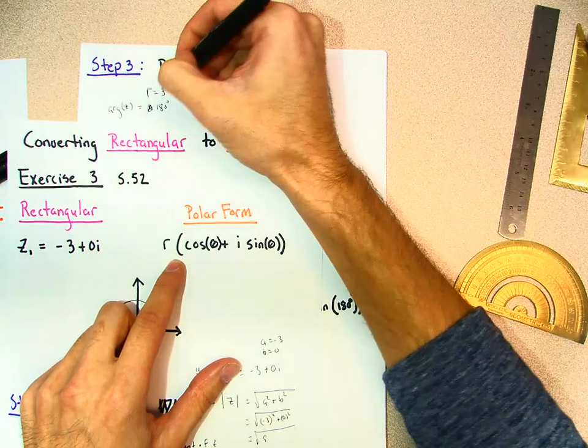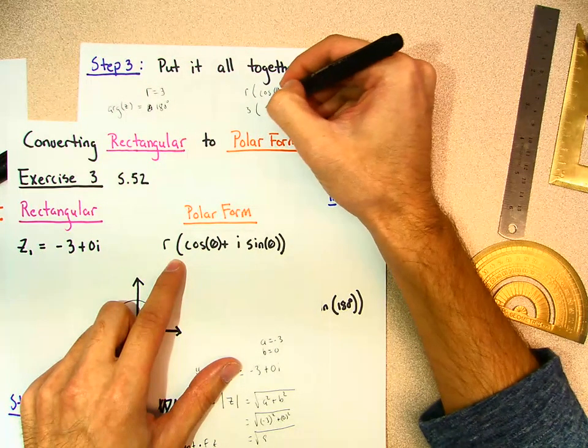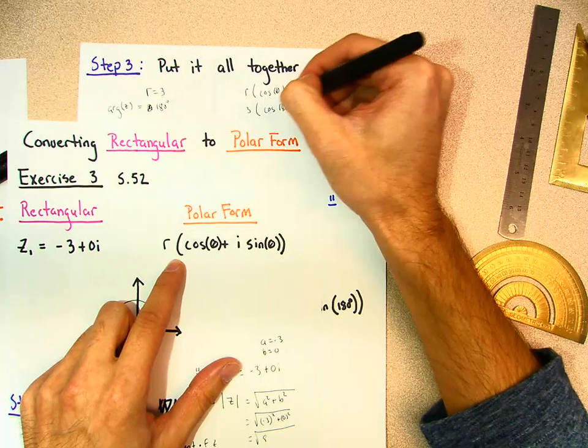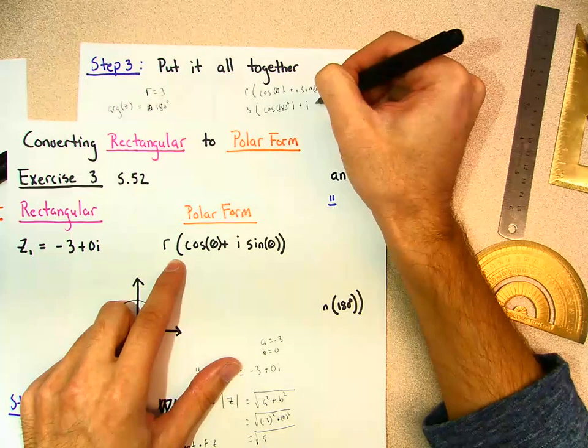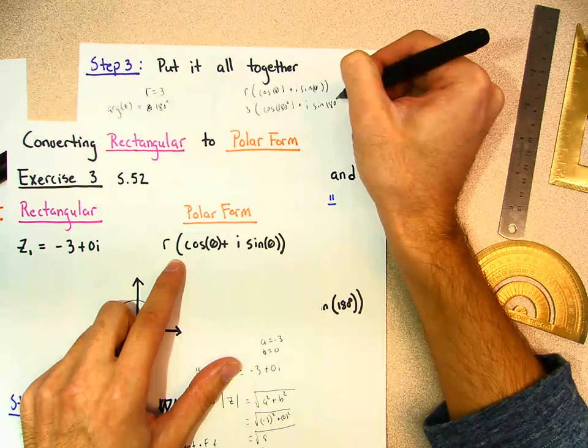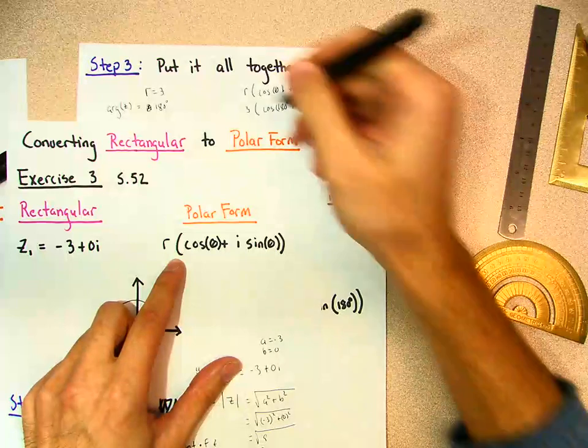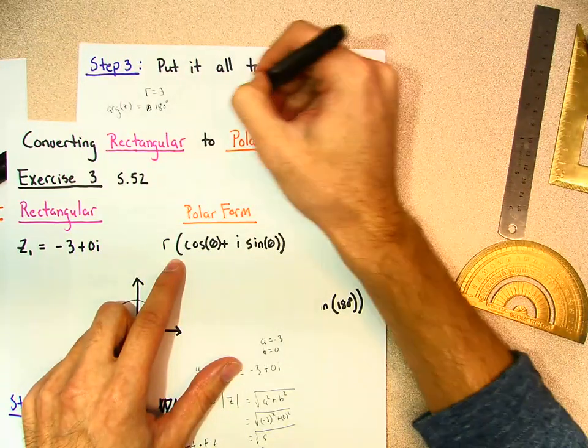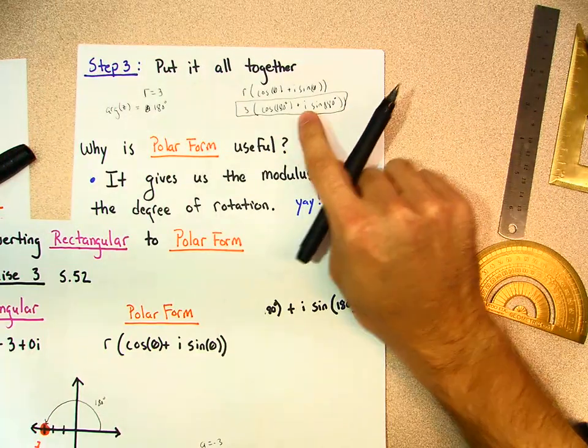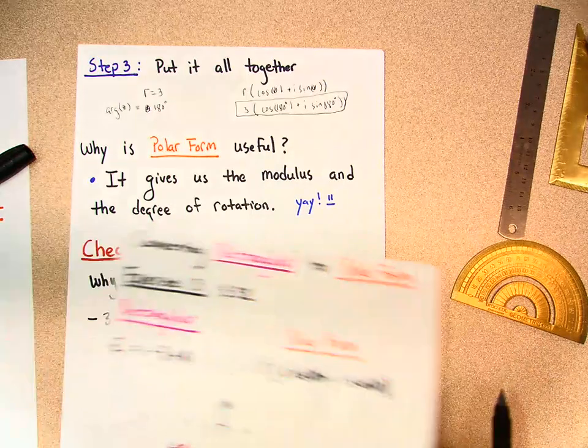Oh, that's an ugly looking 3. So it's 3 times cosine of 180 degrees plus i sine of 180 degrees. And that's it. We did it. But then you're like, okay, what was the point of this? Like, who cares? What does this representation mean?